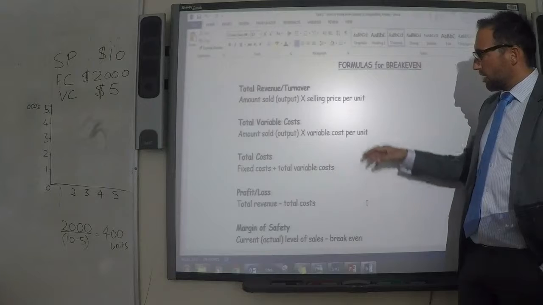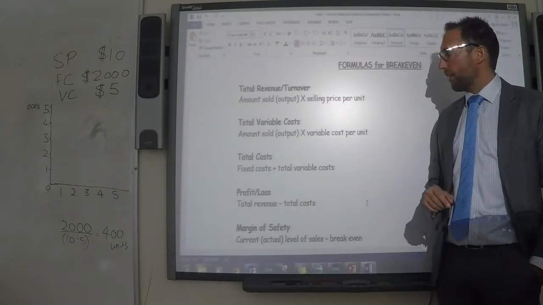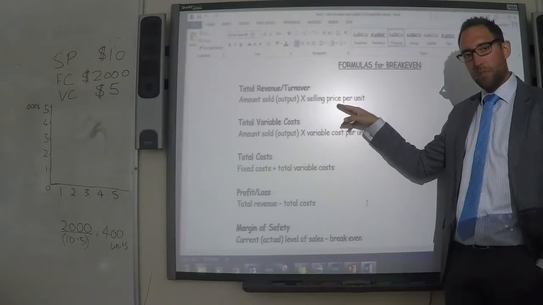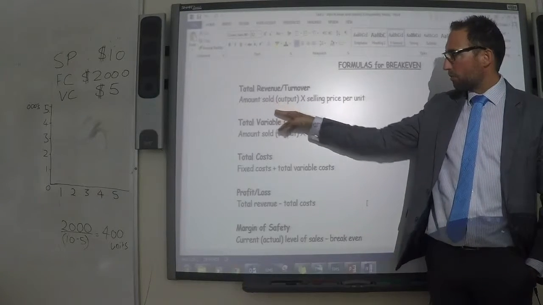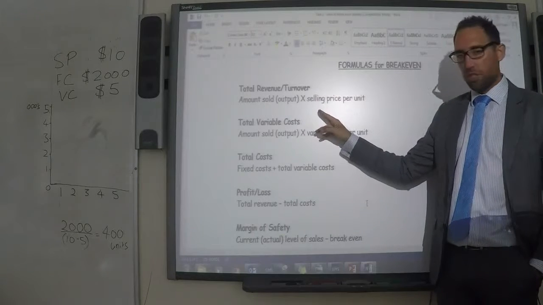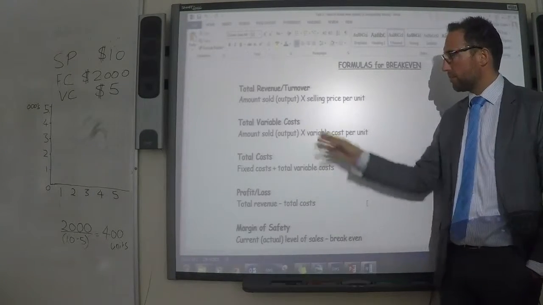First of all, in order to calculate total revenue, you should all know this already, but it's the amount sold, or the output, times by the selling price per unit. So if you sell 10 cans of Coke for $1 each, 10 times 1 means your total revenue is $10. So this is the income into the business.